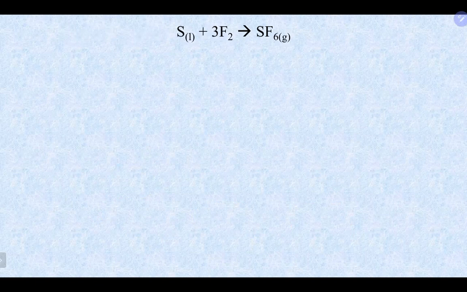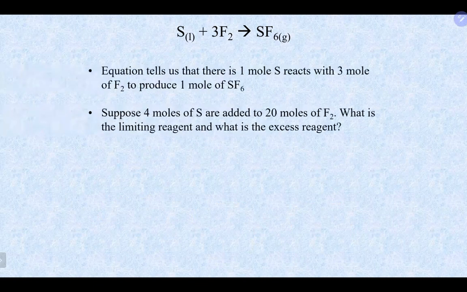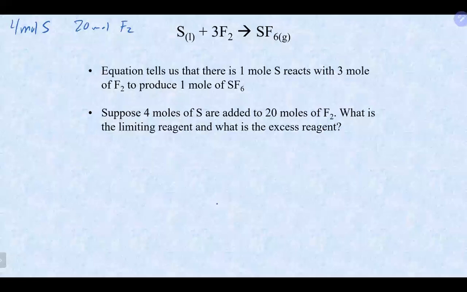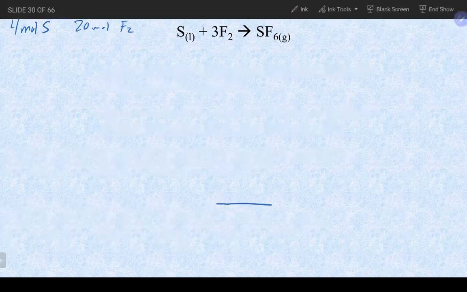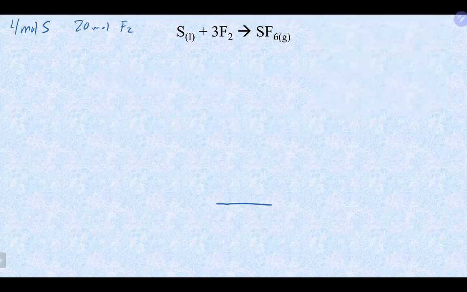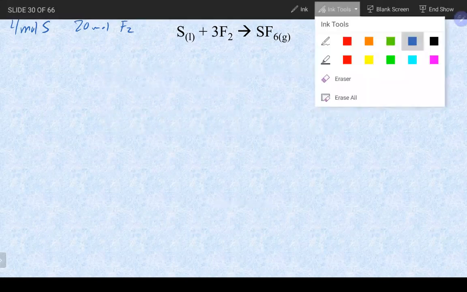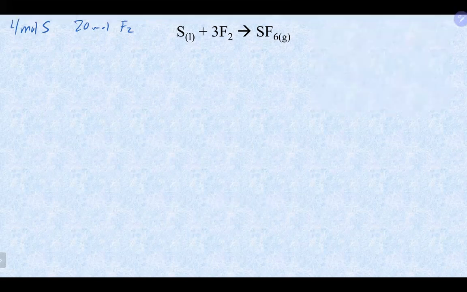That was a limiting reagent type problem. So we'll use the numbers that are on there. Let me scroll down to see what those were. All right, so 4 moles of sulfur and 20 moles of F2. In this problem, we're going to assume that we're starting with 4 moles of sulfur and 20 moles of F2. First off, we are given both reactants in moles.